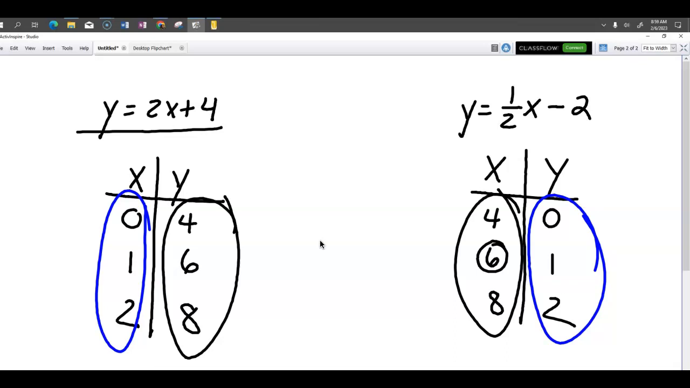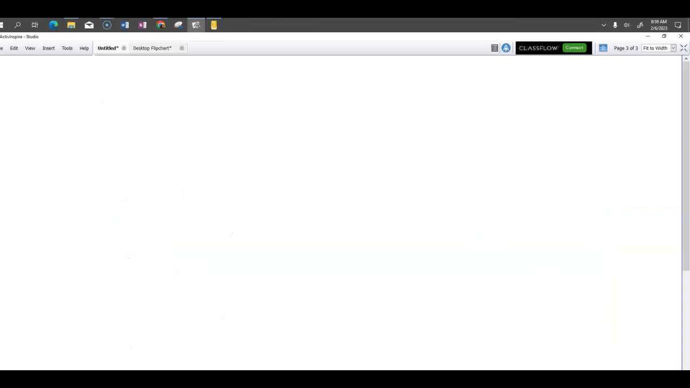These two functions are what we call inverse functions. Inverses, or opposites of each other. Okay? So that's what an inverse function is. So let's go ahead and write down the definition of an inverse function here.